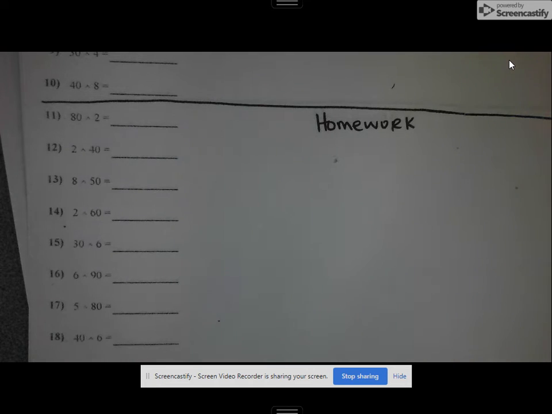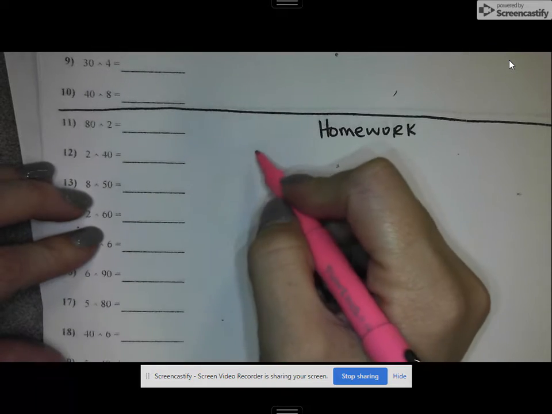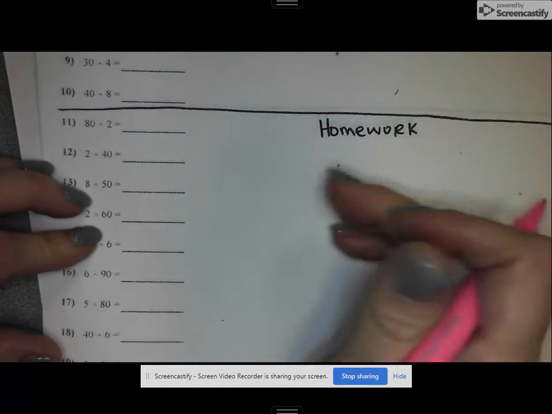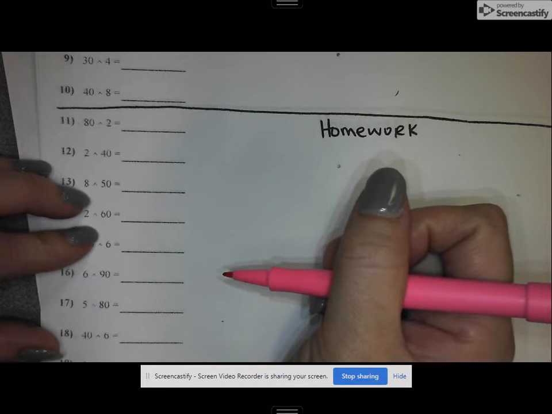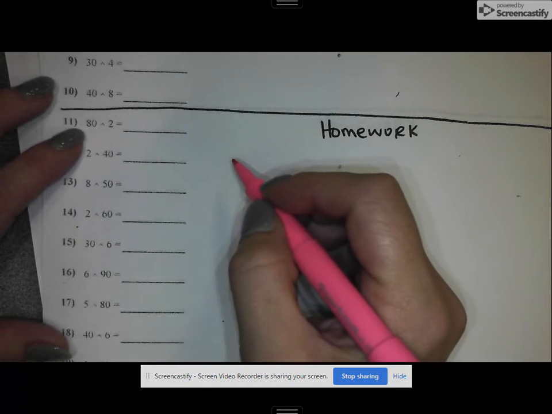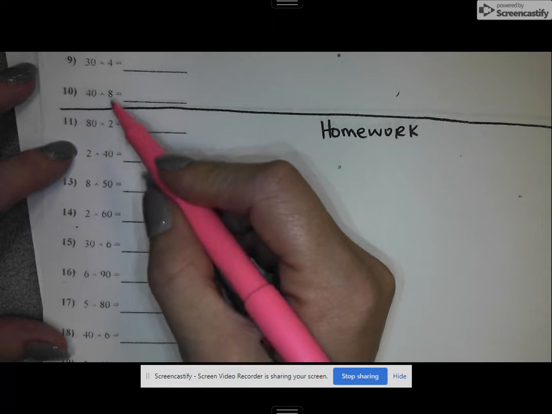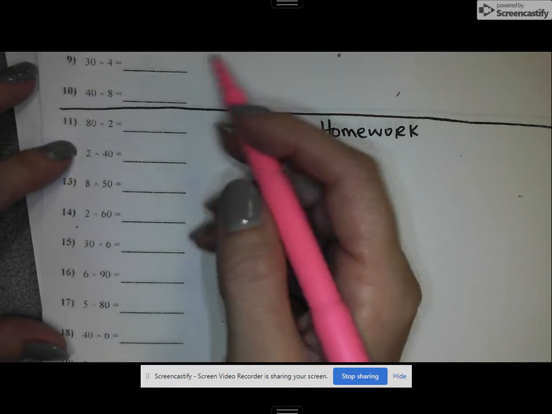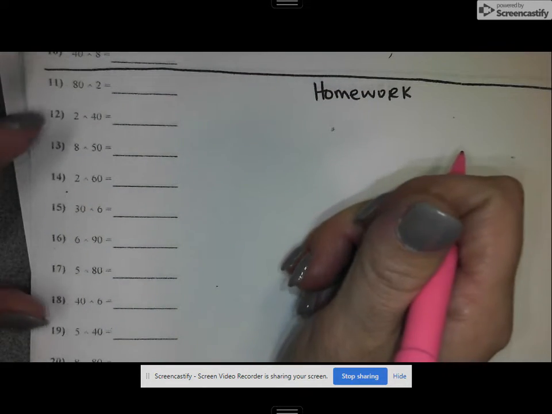All right, going over the math homework for tonight, we have been multiplying multiples of 10. Multiples of 10 would be all the numbers that you count by tens and they end in zeros: 10, 20, 30, 40, 50, 60, 70, 80, 90, 100. Taking a multiple of 10 and multiplying it by a one-digit number. For example, here we have 4, 8, 2. And so teaching them just a fast strategy to use to solve these quickly.